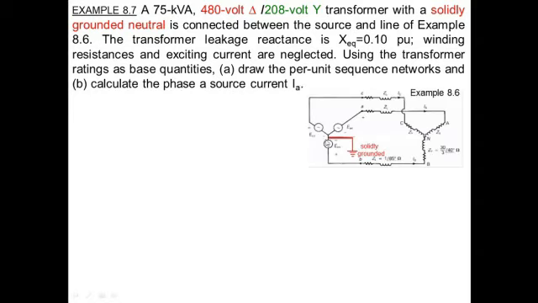So this was example 8.6. In example 8.6 we have some synchronous machine, and then we have some line impedance, and then we have some load.